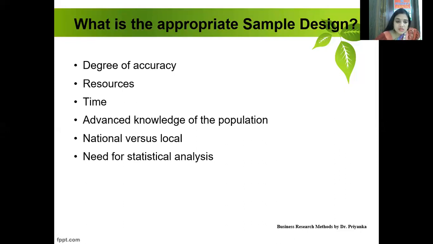Then national versus local project. Geographic proximity of population elements will influence your sample design. So when population elements are unequally distributed geographically, then cluster sampling may be much more effective, attractive. Why? Because you will be dividing the whole population into different clusters, and you can go for the data collection. Then need for statistical analysis.